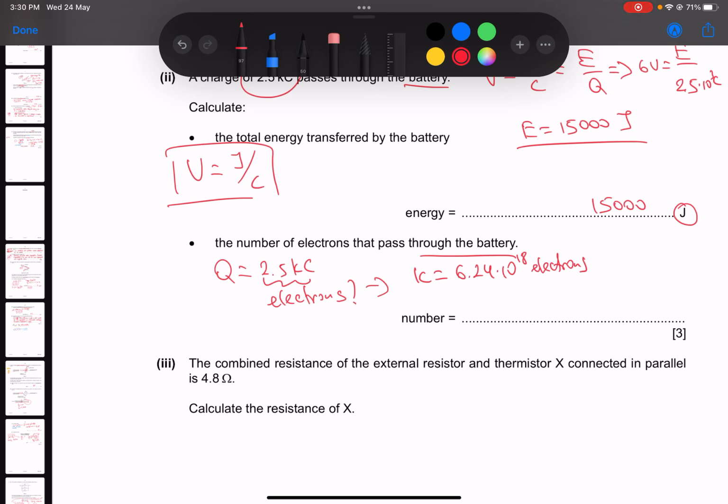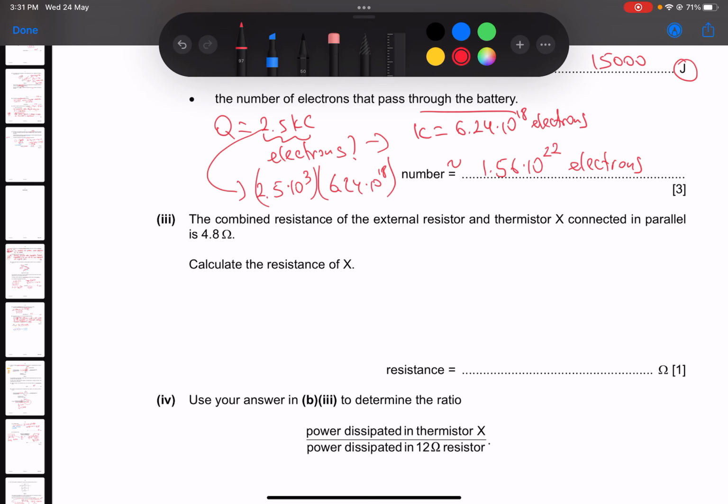In 2.5 kilocoulomb, how many electrons? Simply multiply, right? 2.5 kilo would be 10 to the power of 3 times 6.24 times 10 to the power of 18. Just multiply this, guys, and you will get very close to 1.56 times 10 to the power of 22, I guess. I already calculated it. This is electrons. Okay, this many electrons, guys. Very easy.